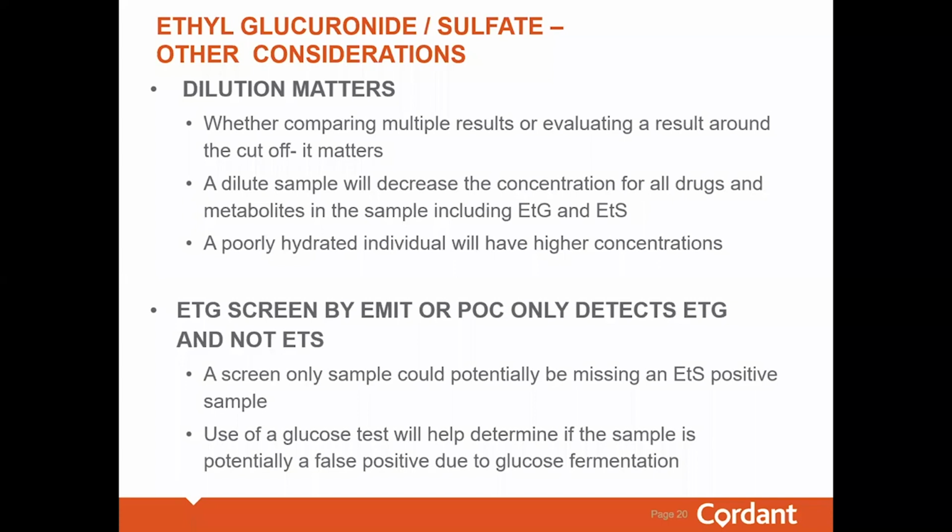I also want to put on here, I think it's important to understand that an ETG screen by immunoassay or point of care cup only detects the ETG and not the ETS. So a screen-only sample could potentially be missing an ETS positive sample, and that would be the situation that we discussed earlier where the ETG degraded. But the use of a glucose test will help you determine if the sample is potentially a false positive due to glucose fermentation.